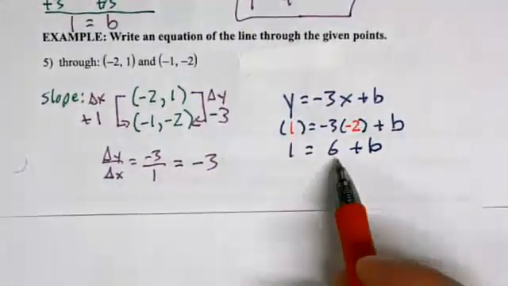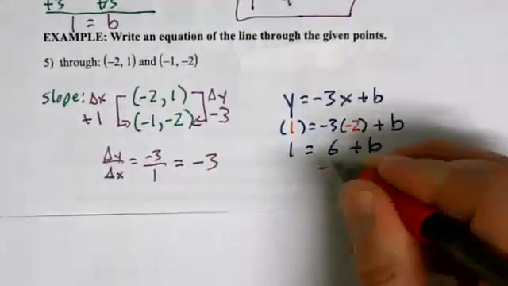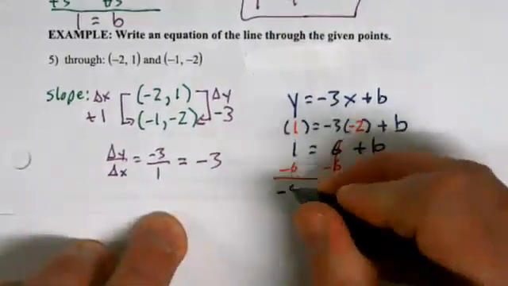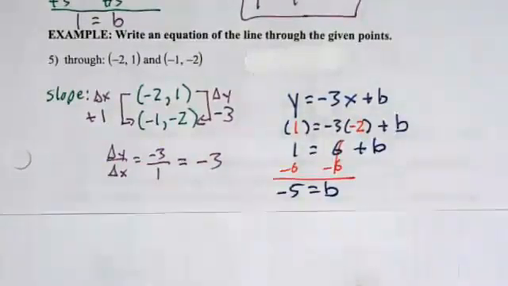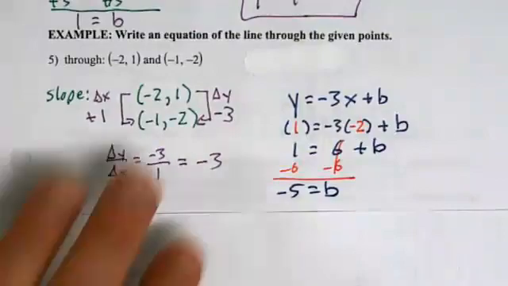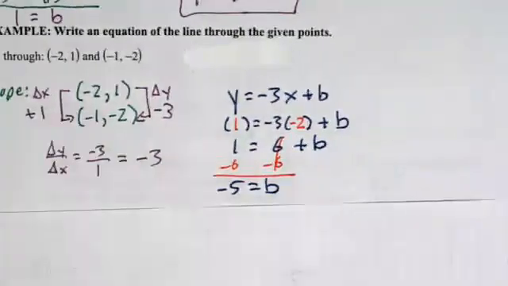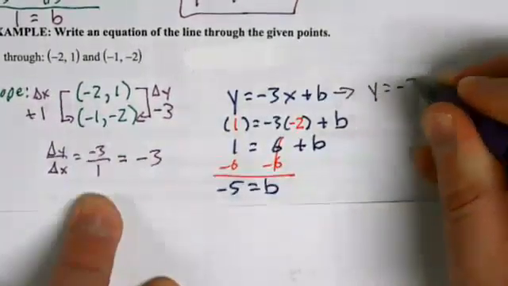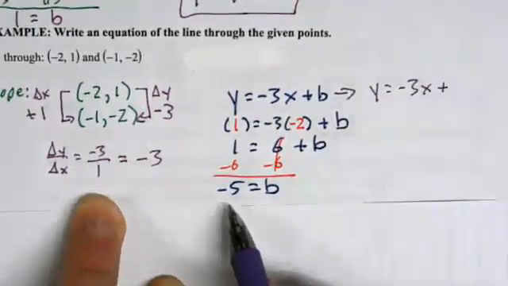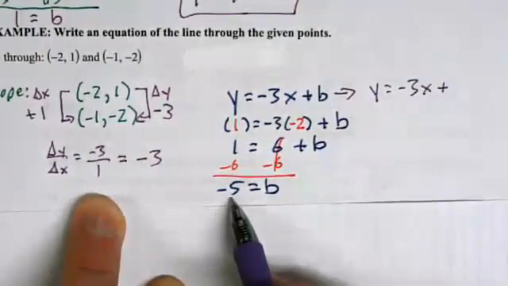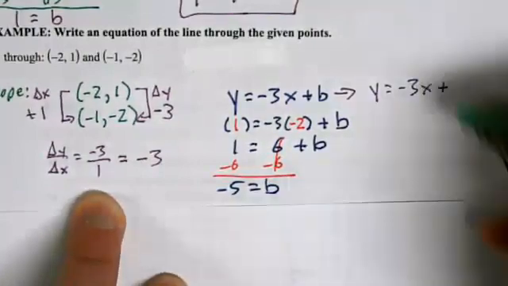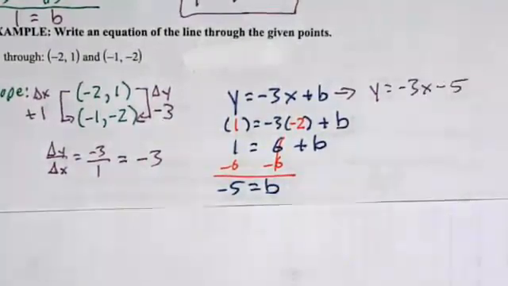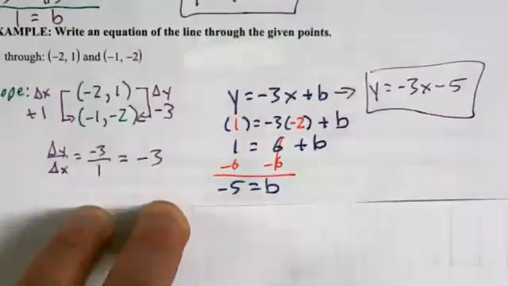This has got a +6. What's the opposite of +6? -6 on both sides. Cancel. 1 minus 6 is -5 for b. Now we got everything we need to write our final equation. We already knew the slope was -3, but we just figured out our b was -5. And I wrote plus. I'm going to erase that plus and change it to a minus because it's a -5. And there's our final answer.